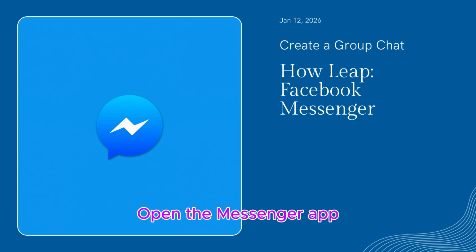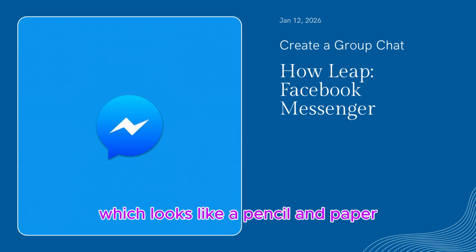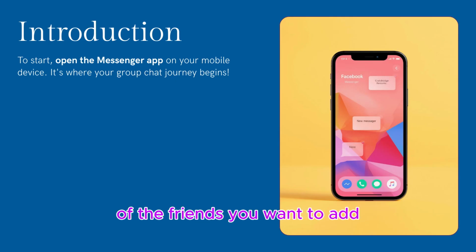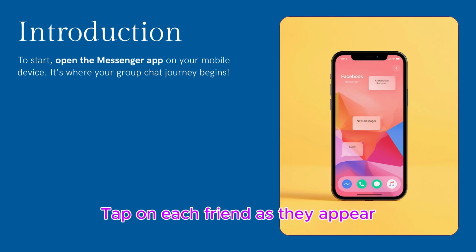Let's create a group chat on Facebook Messenger. Open the Messenger app, tap the new message icon, which looks like a pencil and paper. In the To field, start typing the names of the friends you want to add. Tap on each friend as they appear.